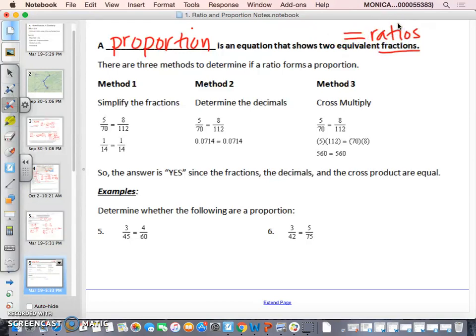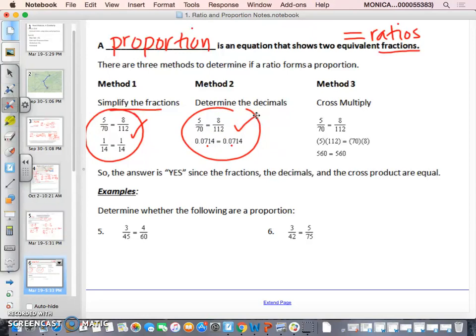And so to get those equal ratios, the first way you can simplify the fractions. And here you'll notice that this simplifies to 1 over 14 and so does this. So yes, you can set up a proportion. In method 2, you're changing the fractions into decimals, and you notice that these decimals equal each other. So yes, this you could set up into a proportion as well.